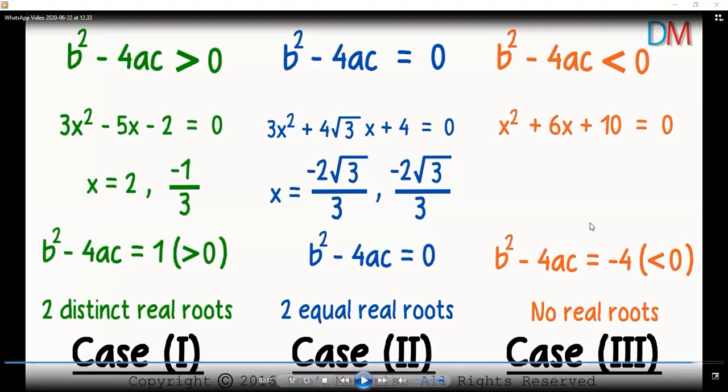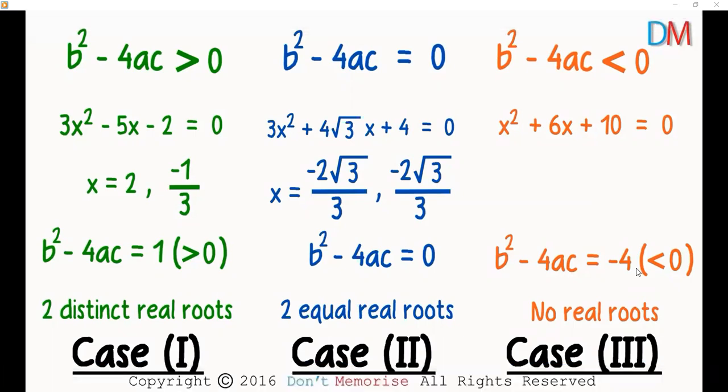Over here again we have b squared minus 4ac and the answer is coming minus 4, which is less than 0. When you have an answer less than 0, a negative answer, it means no real roots, it means we have imaginary roots. Like under the radical sign, when we have a negative value, it means that value is an imaginary or complex value.